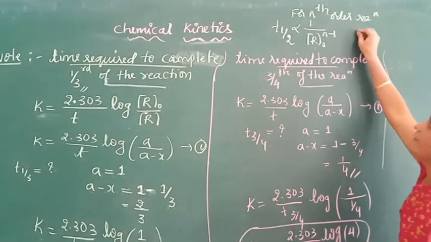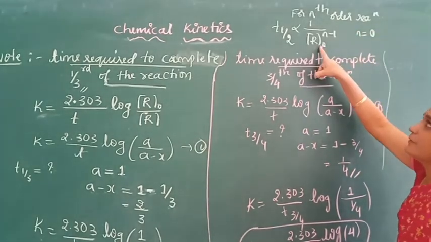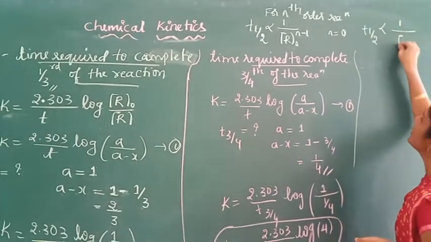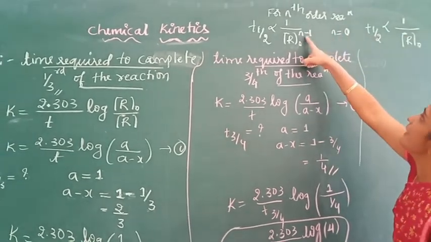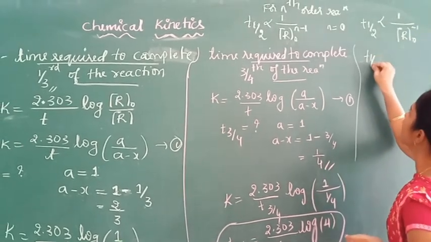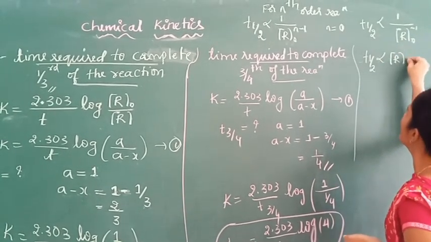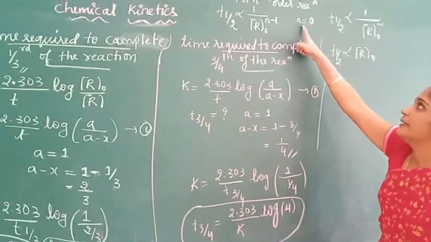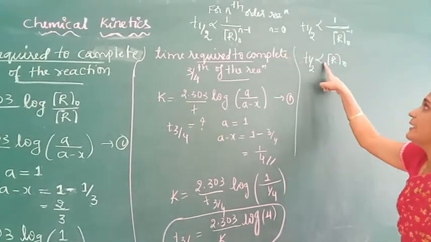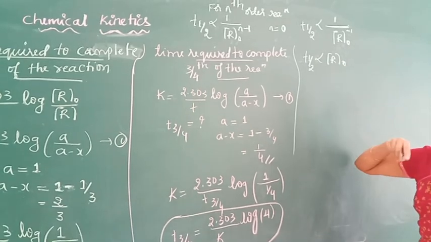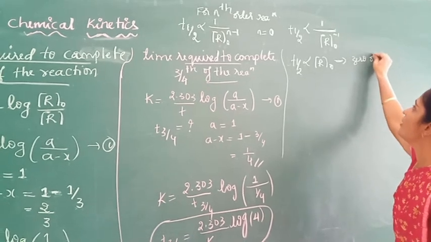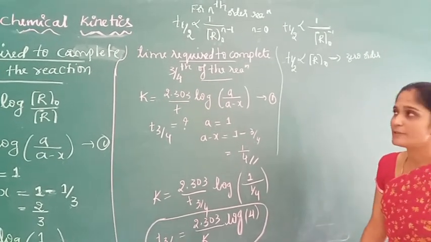So here put n equals 0 in this equation. So we get t half is inversely proportional to 1 by R naught to the power of, n value is 0, therefore 0 minus 1, minus 1. So this equation becomes t half is directly proportional to R naught. n equals 0 means it is a zero order reaction. For a zero order reaction, t half is directly proportional to initial concentration of the reactant. This is half-life period for a zero order reaction.